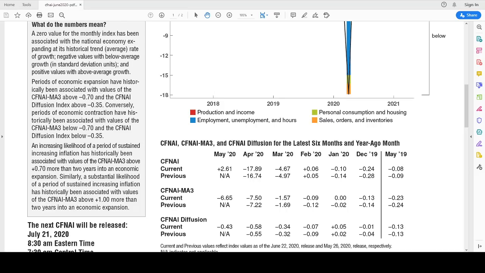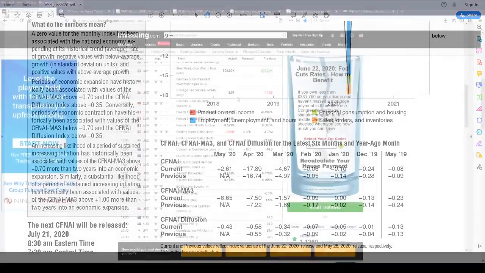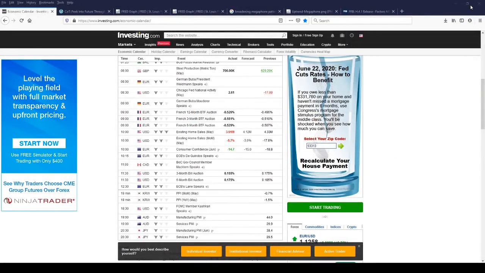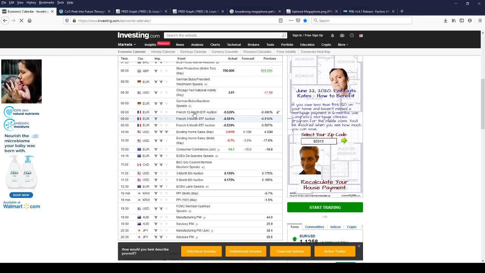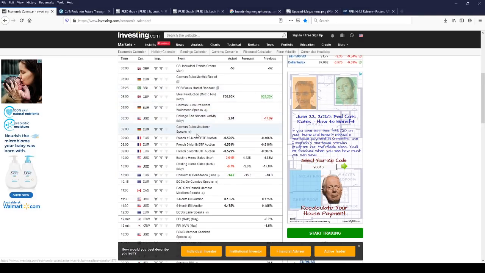So let's go back to the browser. So that's kind of how you look at these reports. So if you're not sure, what you can simply do is click, if you're on investing.com, you can click, where did it go? Somewhere in here.